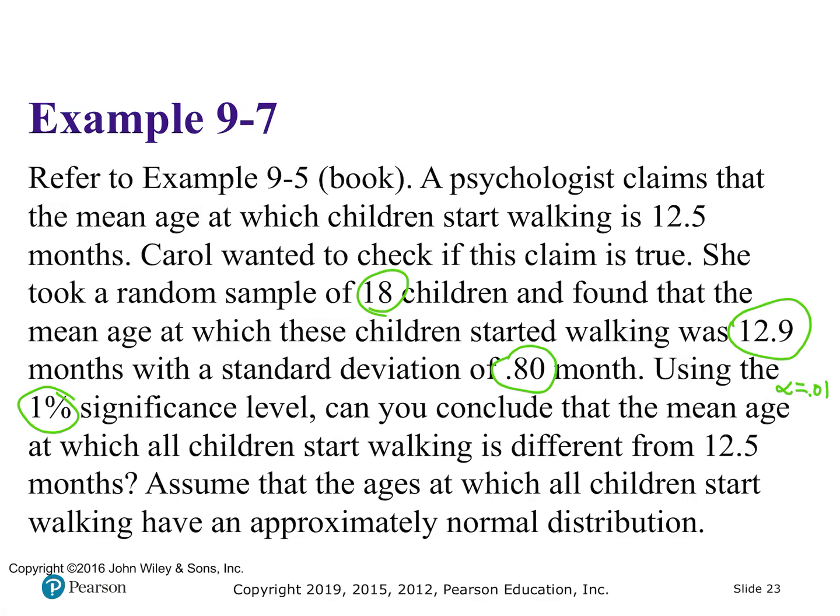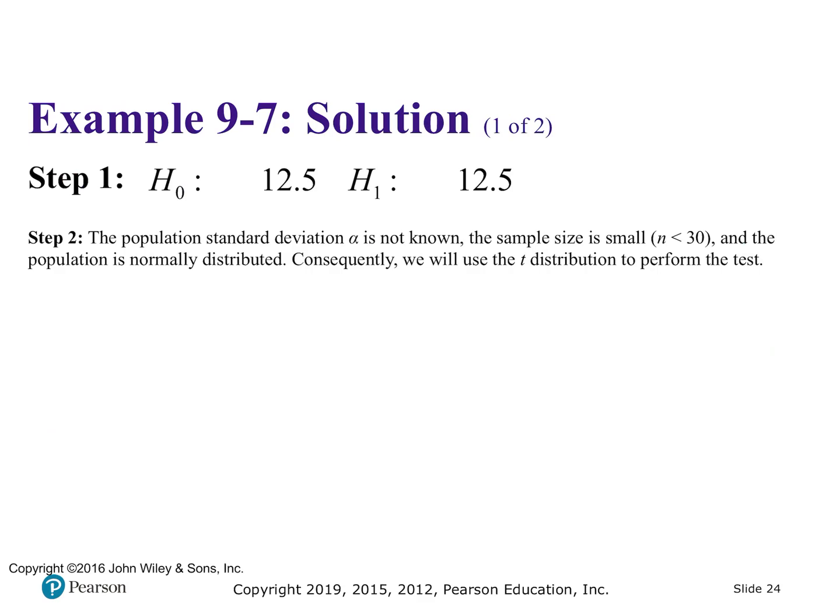Can you conclude the mean age at which all children start walking is different from 12.5 months? Because we only had 18, we did need to see this word normal, so we're good to go. So we have these setups where the mean was either equal to 12.5 or not equal to 12.5. We do not know sigma, so we're using the t-distribution. And we do have normal, despite the fact that n happened to be small, so we got saved by the bell, you could say.